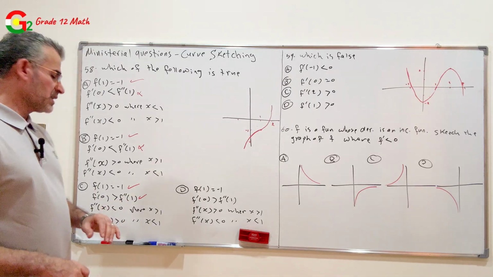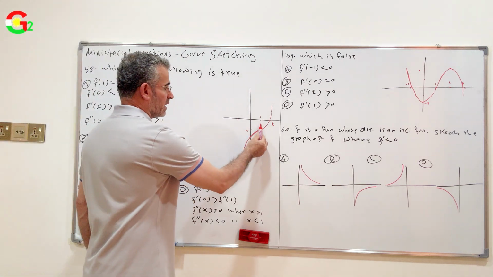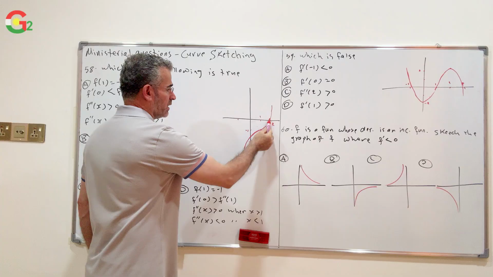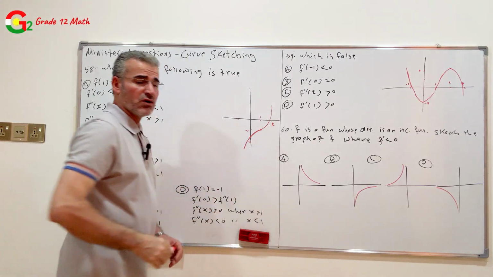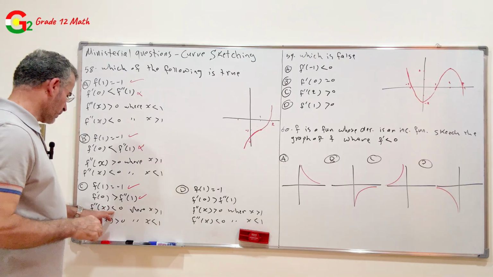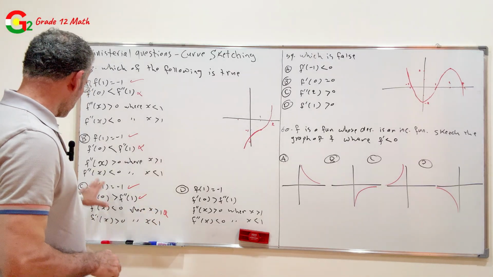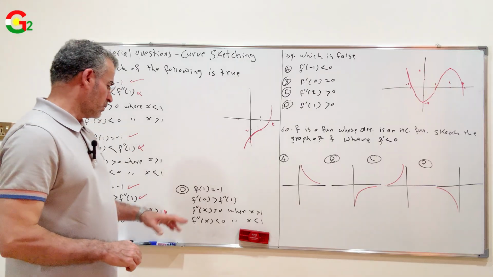F double prime of x less than 0 where x greater than 1. Where x greater than 1, the graph of the function is concave and f double prime of x should be positive, not negative. Therefore, this statement is wrong. C is not the right choice.